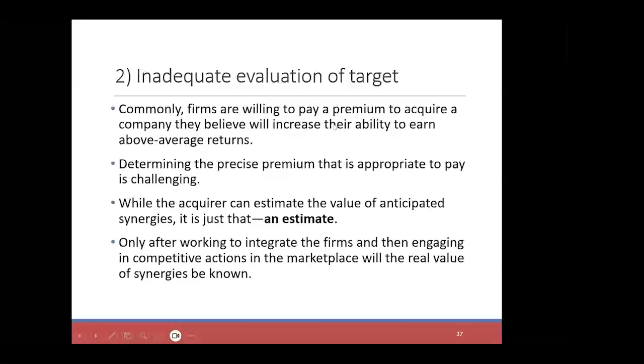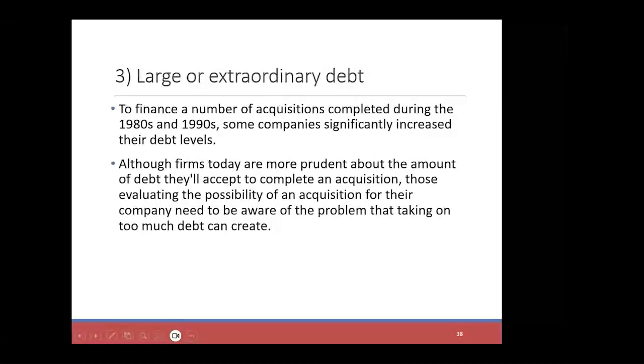So yeah, as I said, firms are willing to pay a premium price, but the problem is how much premium, because it's just an estimate. Ultimately, you come to know whether the M&A would work only after you work with the target firm. Only then you would come to know the result. And the third problem is large or extraordinary debt. So firms take a lot of debt to acquire a firm, and that debt can become a very big problem, especially if the acquisition turns out to be unsuccessful.